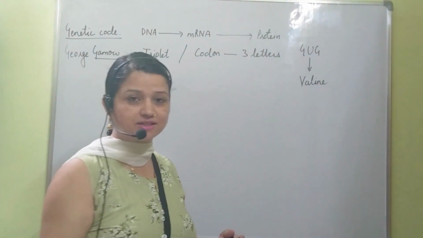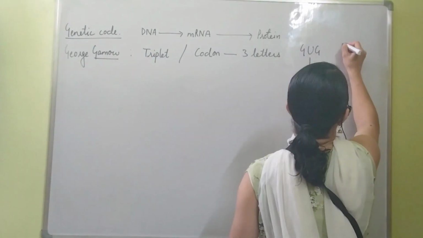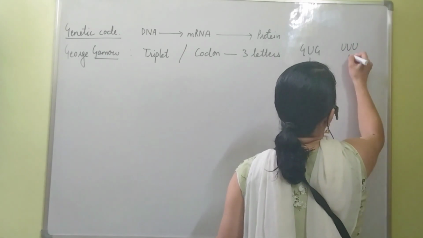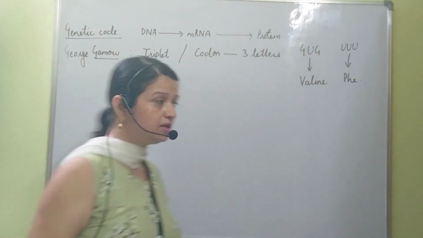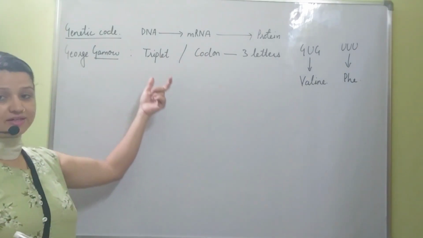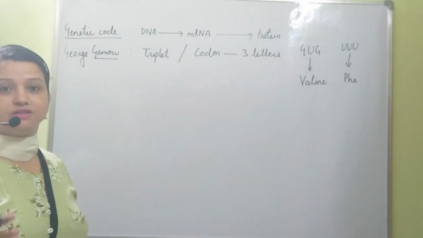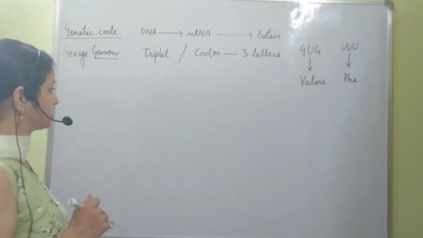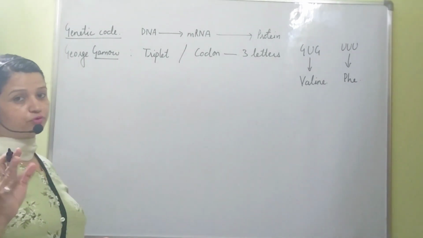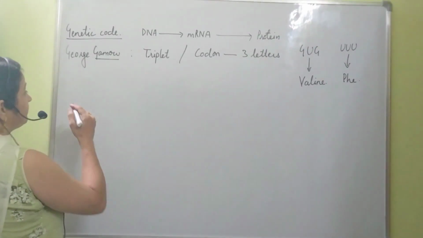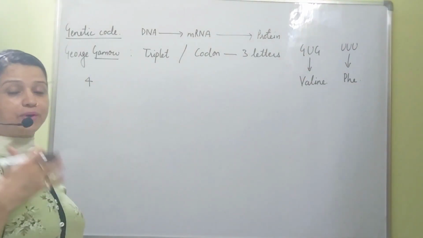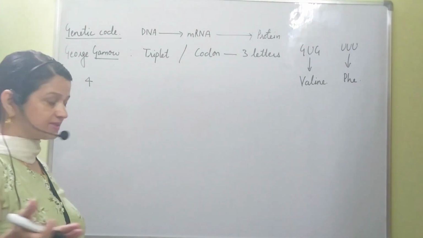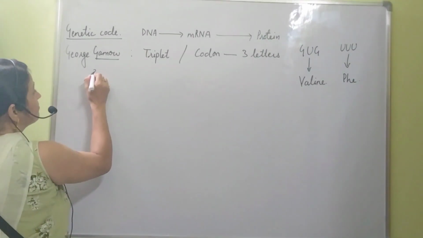Similarly, we can take another codon, that is UUU. It codes for phenylalanine. Clear? So he said that it is triplet in nature. Genetic code is triplet in nature. We see that there are 4 types of nucleotides, and these 4 types of nucleotides have to make 20 types of amino acids. So they are triplet in nature.